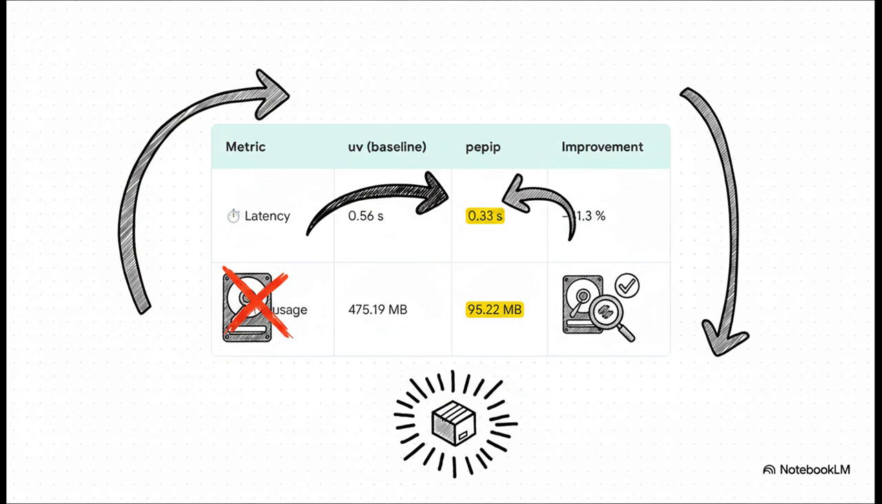This is a head-to-head comparison across 5 separate projects. With a standard installer, the disk usage was almost 475 megabytes. With pepip, look at that, just 95. That is a massive 80% drop in disk space. And it wasn't just about space, it was over 40% faster to set everything up too.